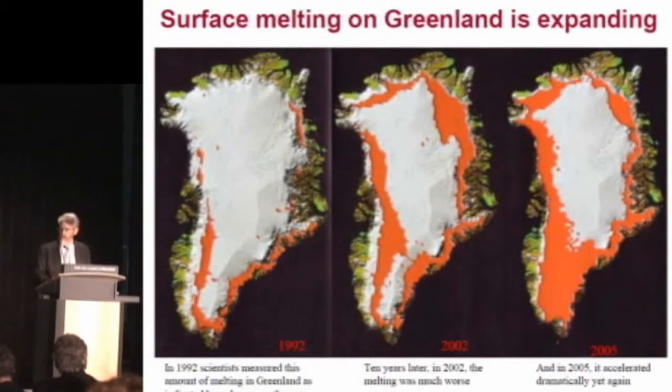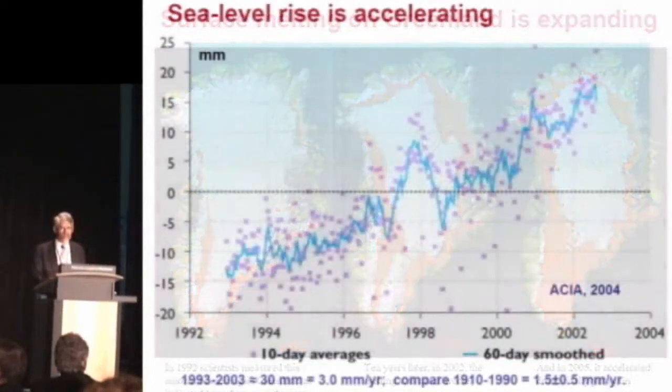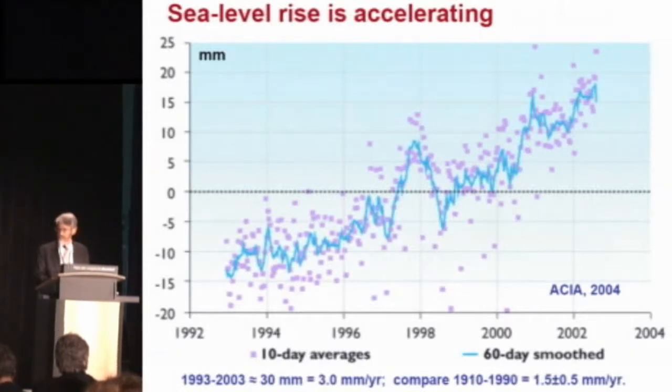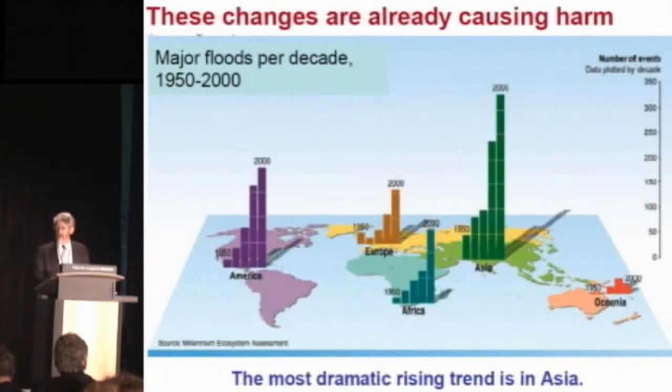Surface melting on Greenland, indicated by the red, 1992, 2002, and 2005. 2002 set a new record. That record was shattered in 2005 for the extent of summer melting. Not surprisingly, in the face of accelerated melting of land ice, sea level rise is accelerating. It's, in the last decade, twice the rate of average sea level rise during the previous century. And those changes are already causing harm.